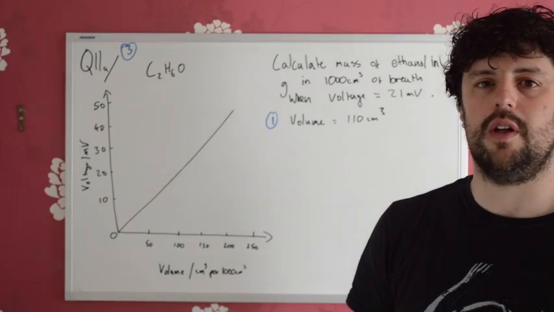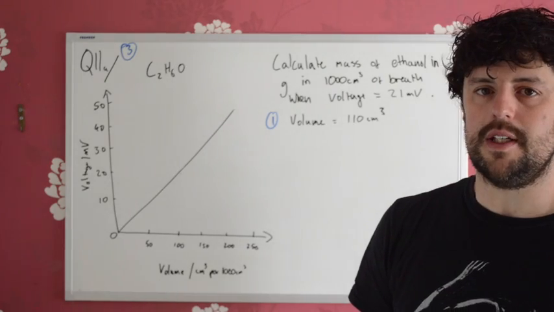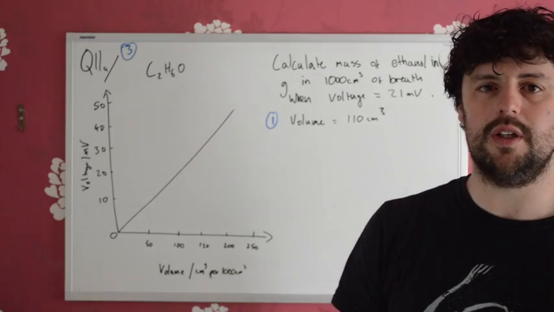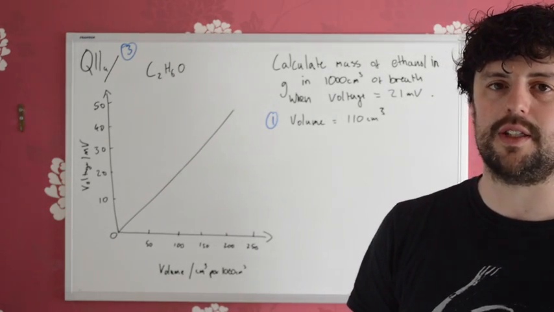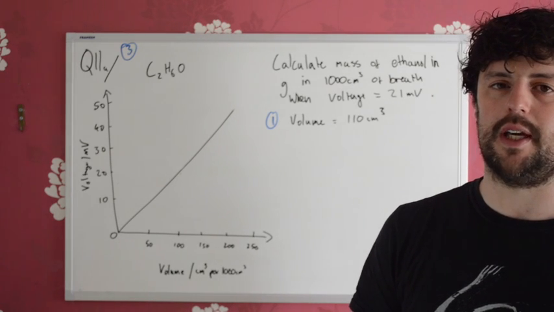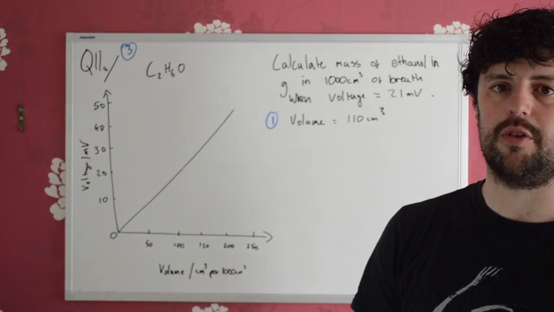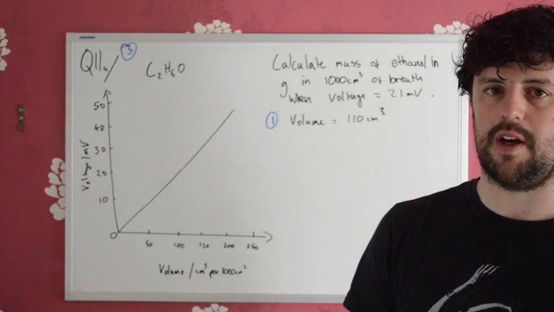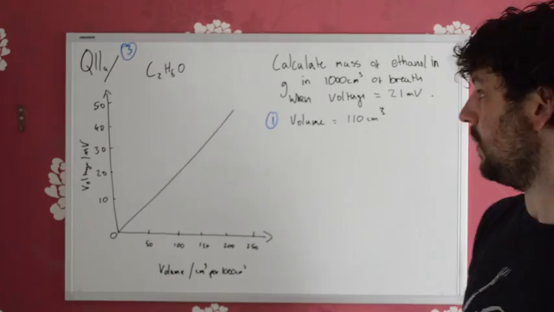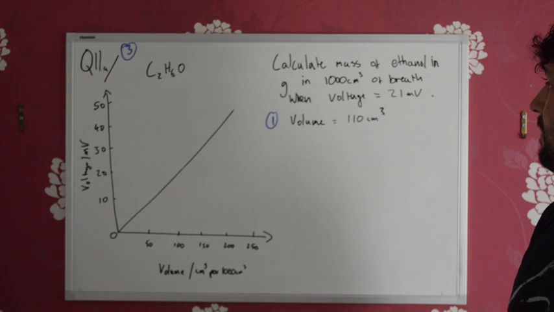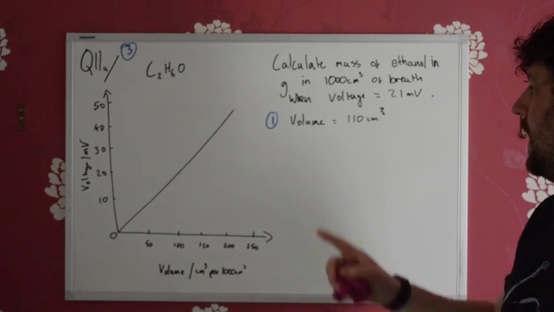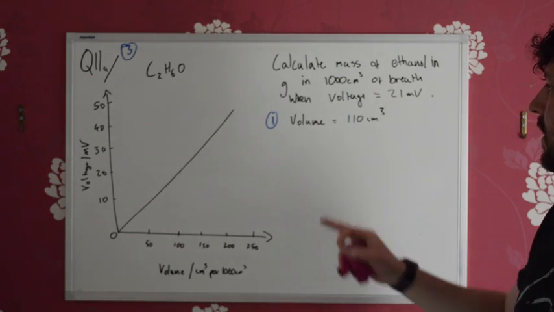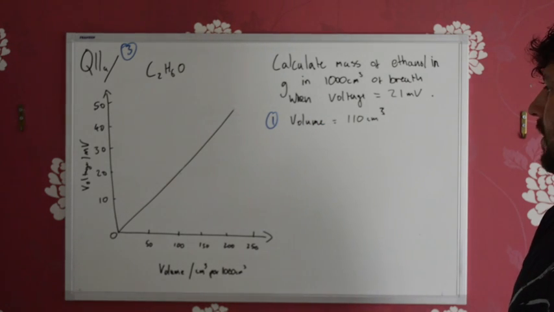So, question 11a. This is a problem-solving question, and it does actually require some knowledge from Unit 3 that we've not learned about yet. I'll point that out when we go through it. Some of you may have been able to figure it out. In this question, you're asked to calculate the mass of ethanol in grams in 1,000 centimeters cubed of breath when voltage is 21 millivolts.